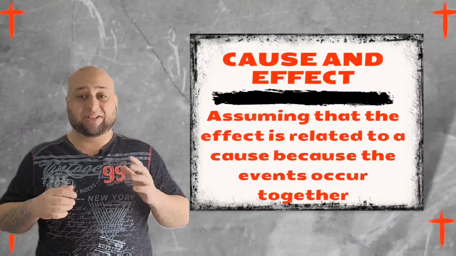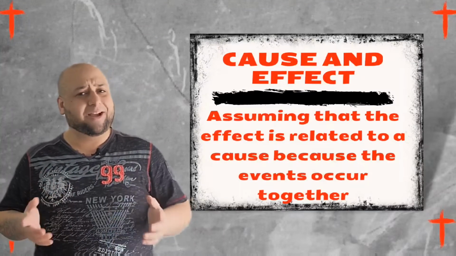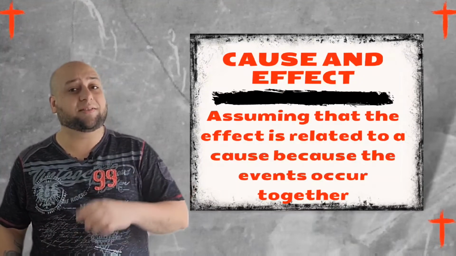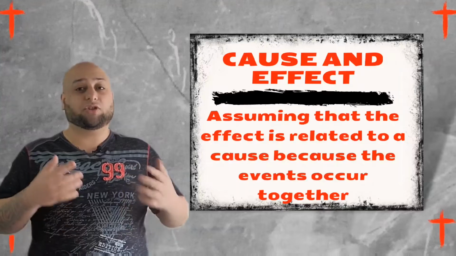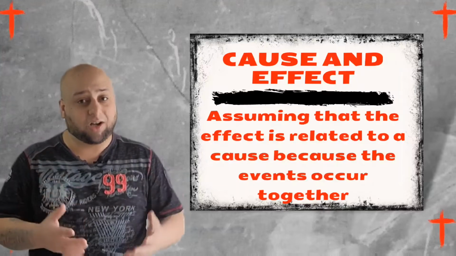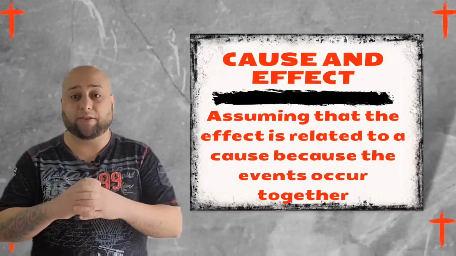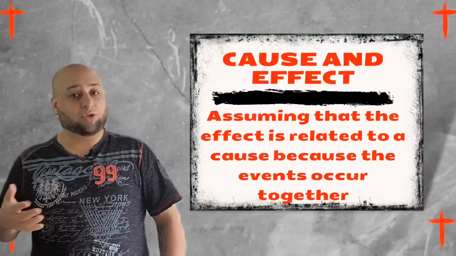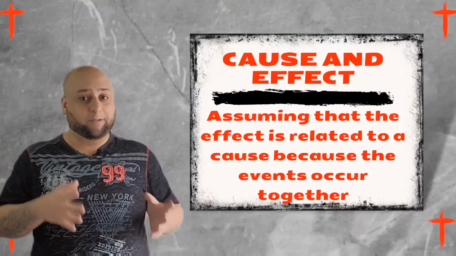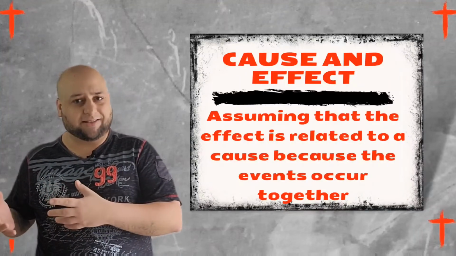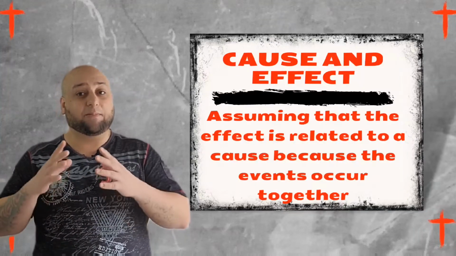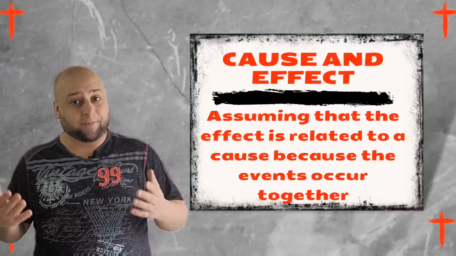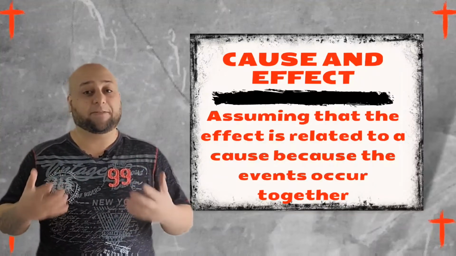Number 8 is cause and effect. If I'm not mistaken, this was taught to us in science class, except the fallacy has a twist to it. This is when a person assumes that the effect is related to the cause because the events occur together. So for example, when the fuel light comes on in my car, I soon run out of gas. Therefore, the fuel light causes my car to run out of gas. While both things happen simultaneously, it does not mean that one truly causes the other. There are other factors being left out.